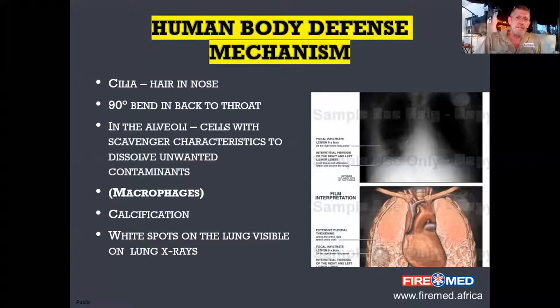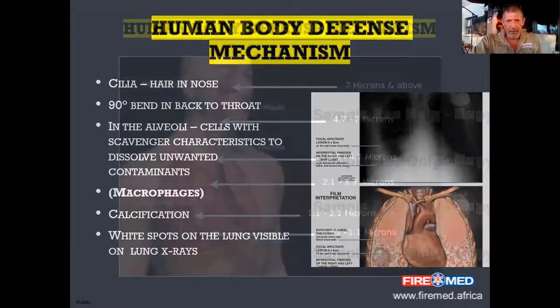In the alveoli, these cells have little scavenger characteristics, and they dissolve unwanted materials and contaminants. Now, this will deal with most organic dusts and stuff like that. But remember what we said, one of the problems with asbestos is it's inert. So this defense mechanism can do nothing to it. And then obviously, when this takes place, there's a calcification process and white spots are visible on an x-ray of the lung. And we'll get into that as well.